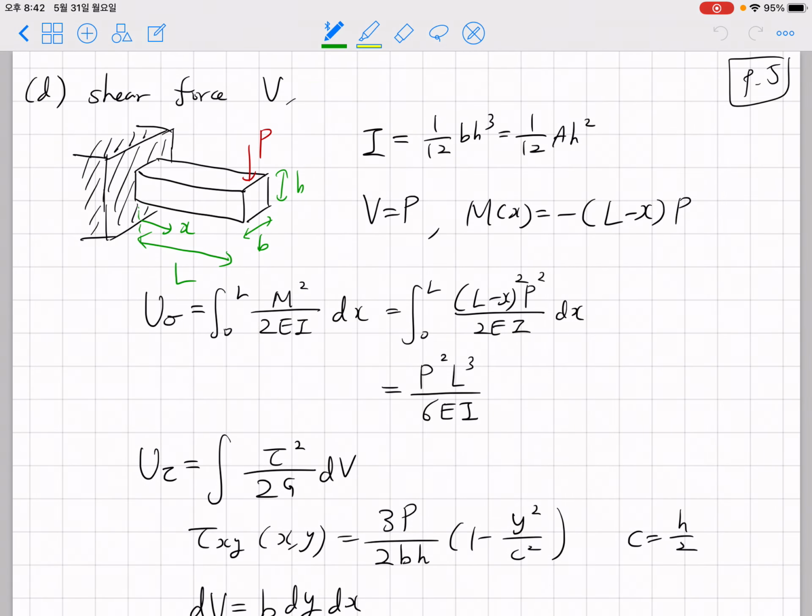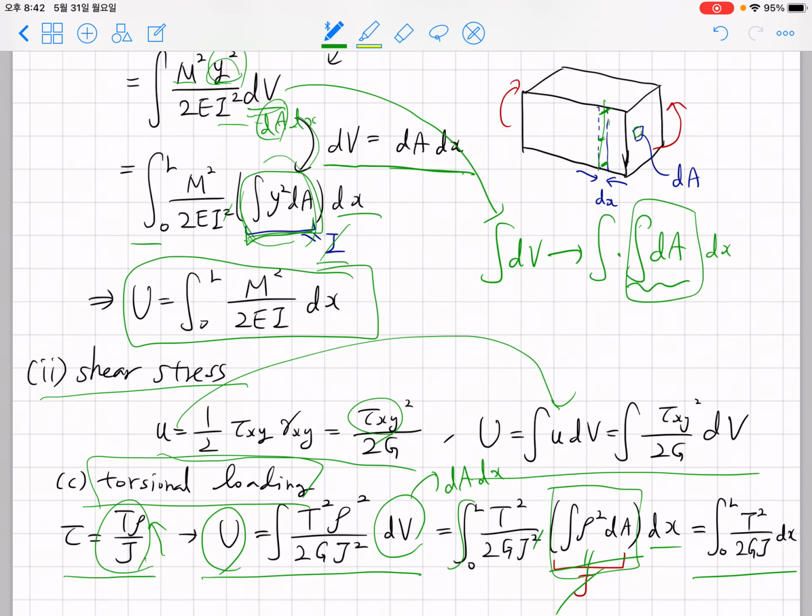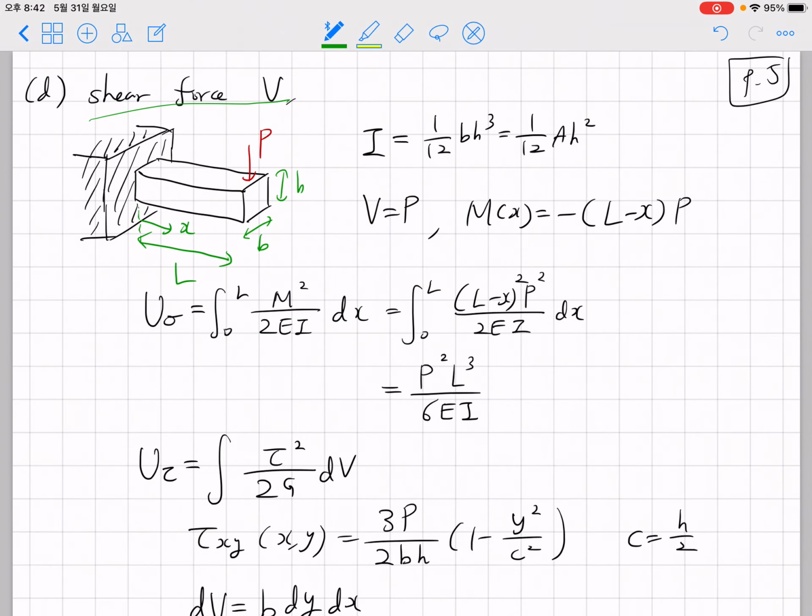Now let's move on to the final case, shear force V. Until now we discussed these cases, and finally we have to discuss the shear stress generated by shear force. Here the complexity arises because, in addition to shear stress, we have normal stress. When you have both normal stress and shear stress, you can simply sum up the strain energy from normal stress and the strain energy from shear stress, and that will give you the solution. So let's solve the problem.